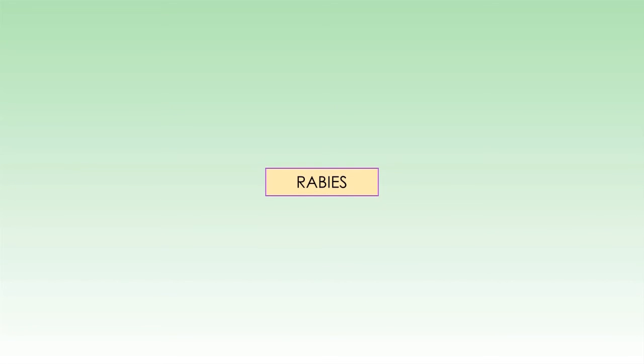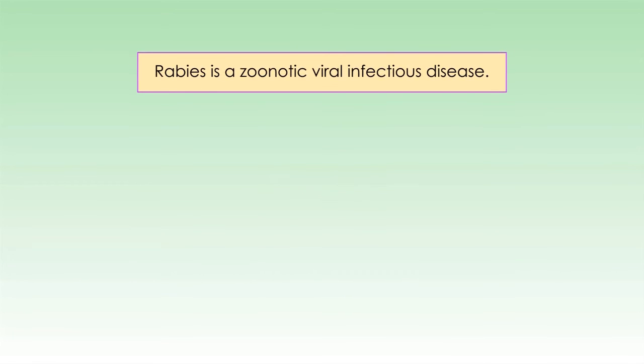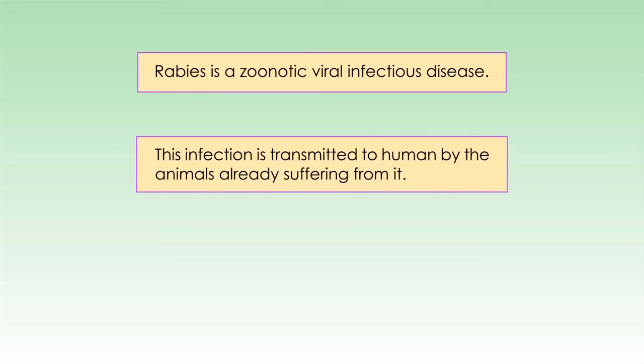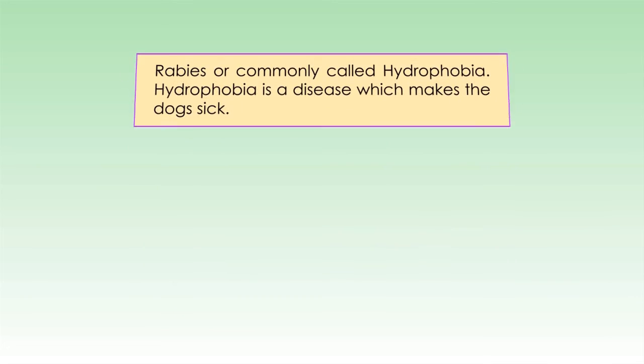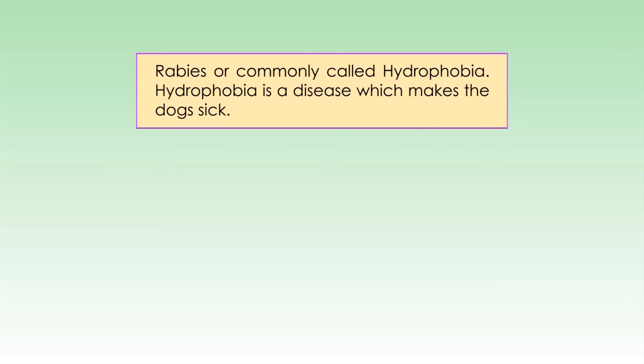Next we'll come to rabies. So rabies is a zoonotic viral infectious disease. This infection is transmitted to humans by animals which are already suffering from it. The animals which are mainly reported as the cause of rabies are dogs, raccoons, skunks, bats, and foxes. Rabies is commonly called hydrophobia. Hydrophobia is a disease which makes the dog sick.